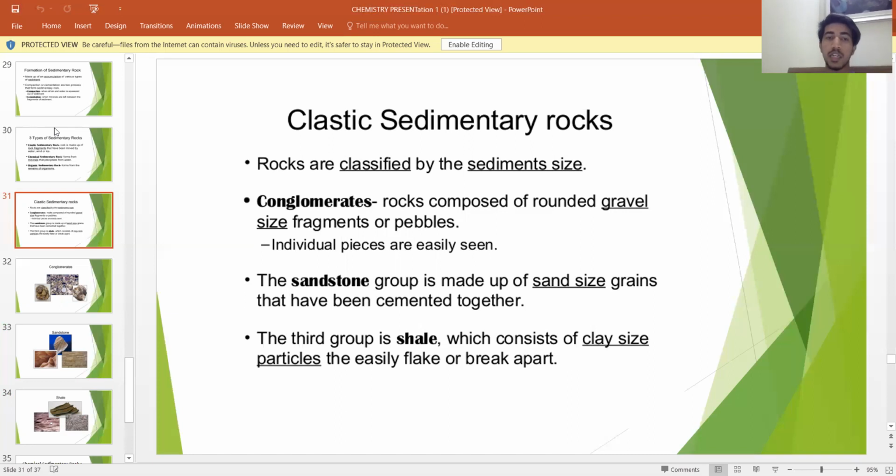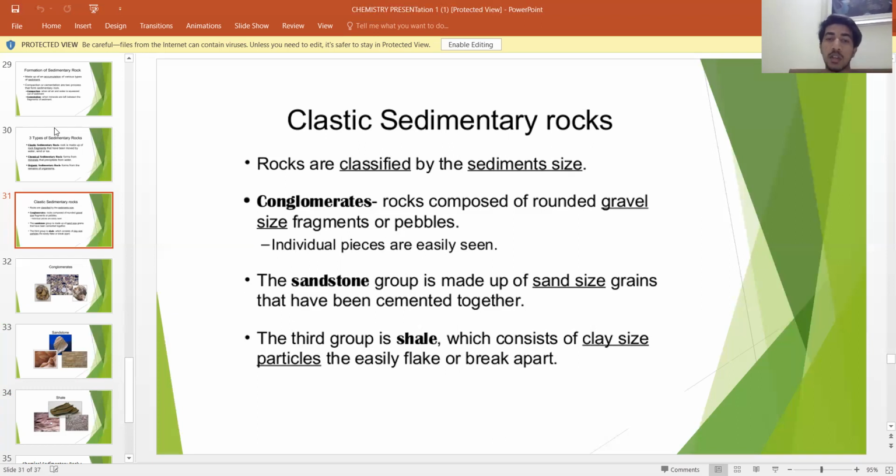In clastic sedimentary rocks, these rocks can be classified as conglomerate, sandstone, and shale. Conglomerate is a clastic sedimentary rock that is composed of a substantial fraction of rounded to subangular gravel-size clasts. Conglomerate typically consists of a matrix of finer-grained sediment such as sand, silt, or clay, which fills the interstices between the clasts.